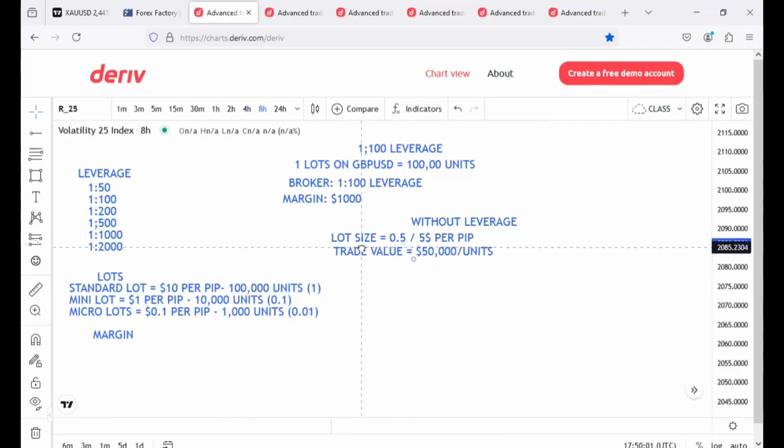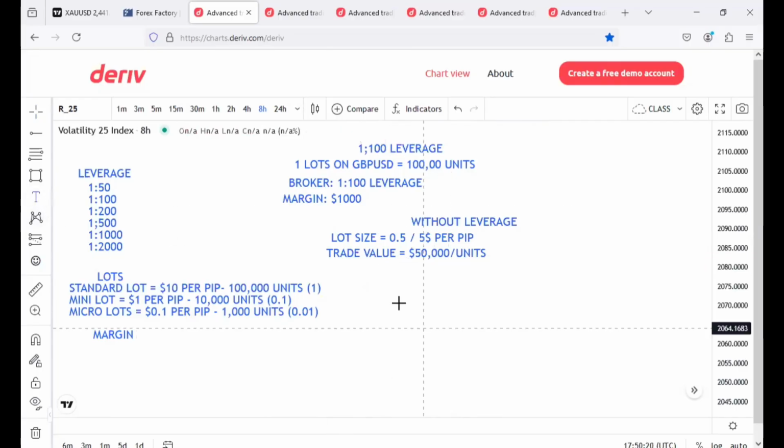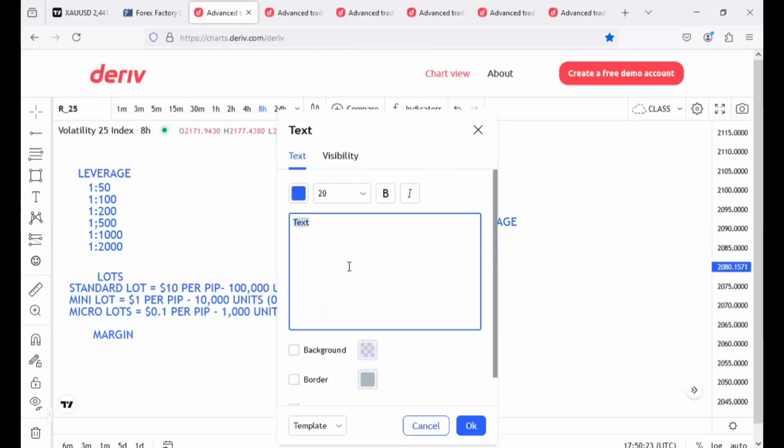So if you are using 0.5 lot size, it means that every pip movement is $5 and the trade value is 50,000 units. For you to open a 0.5 lot size position, you need $50,000 or 50,000 units as your margin. Do you understand now? $50,000.